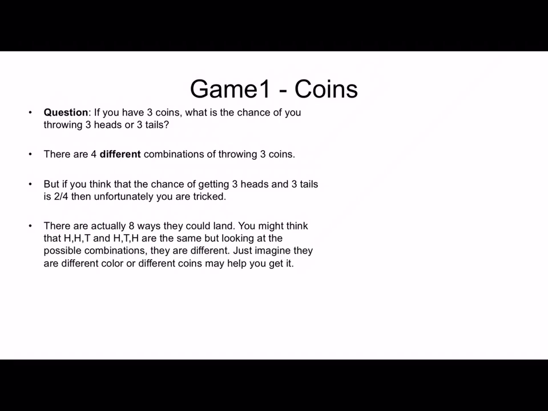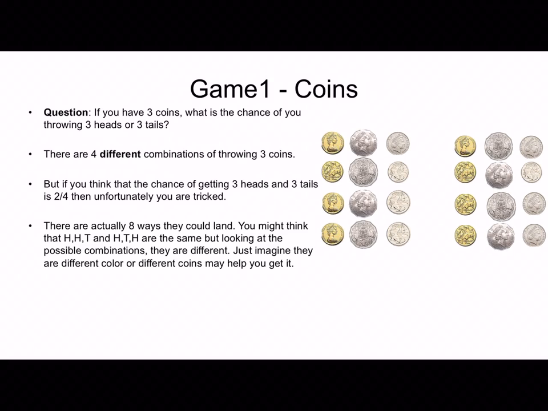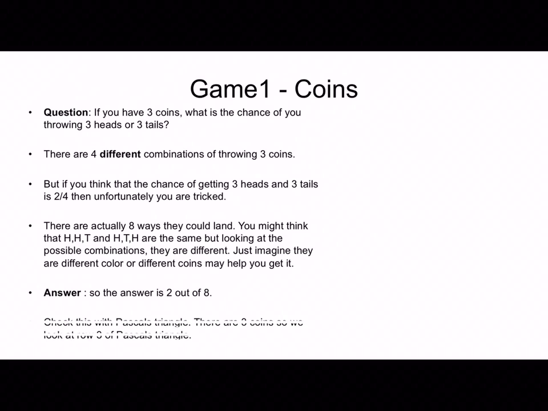You might think that head, head, tail and head, tail, head are the same, but looking at the possible combinations, they are different. Just imagine that they are different color or different coins, and that might help you get it. For my game, I am using 3 different coins. I used $1, 50 cents, and 20 cents. And this clearly shows that there are 8 ways. So the answer is, it is 2 out of 8 chance.